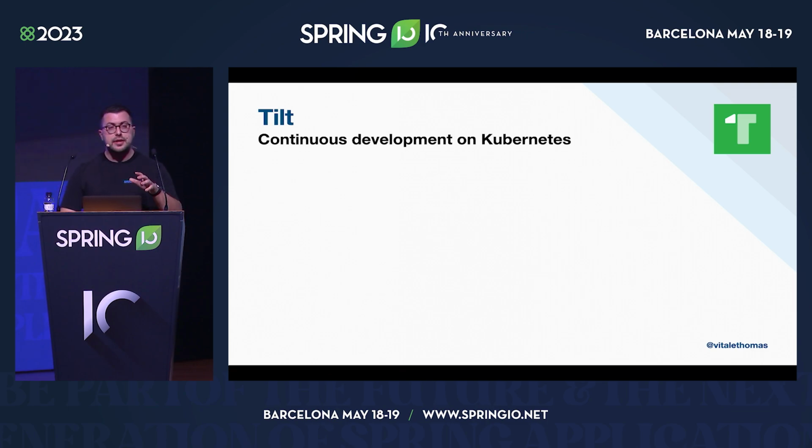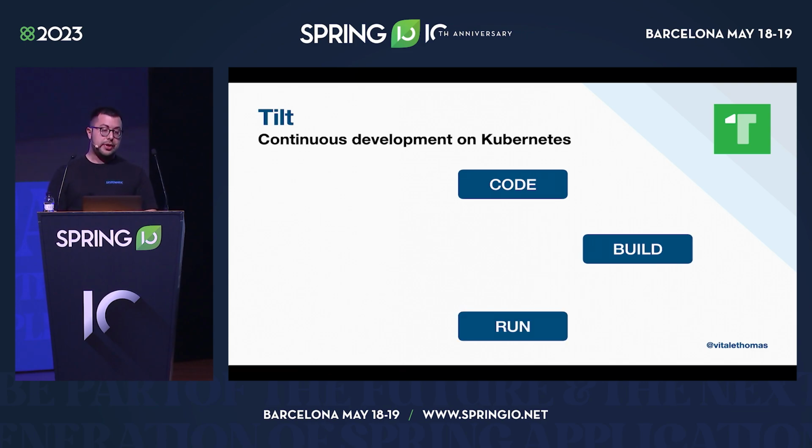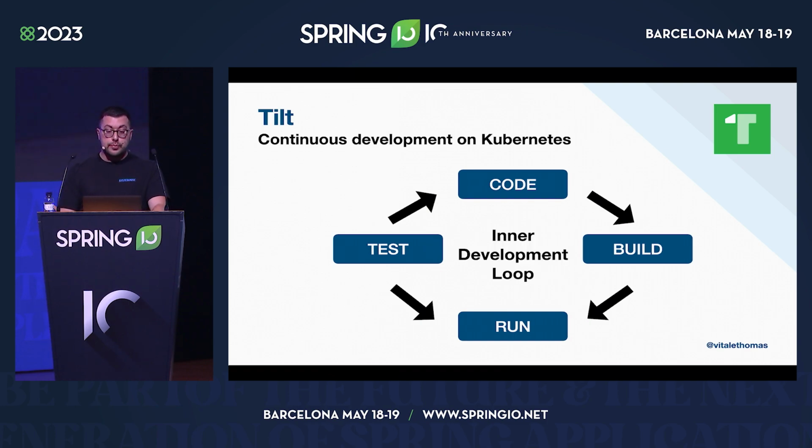Now, let's think about how we usually work when, for example, implementing a new feature. We make some code changes, then we build and compile the application, we run the application, and then do some testing and debugging. If something is wrong, we start the loop all over again. This is what is called the inner development loop. And when we do this on top of containers and Kubernetes, this loop can become really tedious. So I can use Tilt in order to automate it.